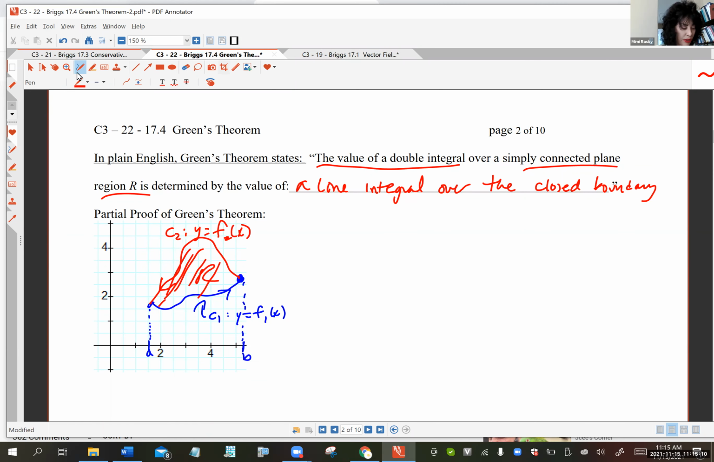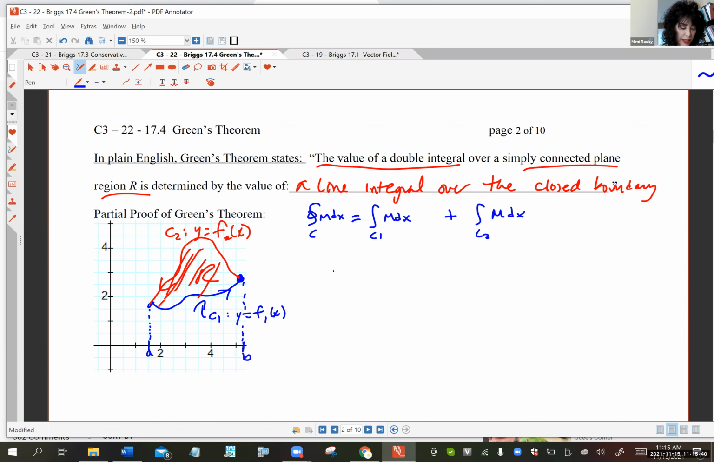Okay, so the partial proof is going to look like this. We're just going to look at not M dx plus N dy. Let's look at half of it. Let's look at just the M dx over the closed curve. So since this boundary has two piecewise smooth parts to it, we're going to actually have to do two line integrals, one for the C1 and one for the C2.